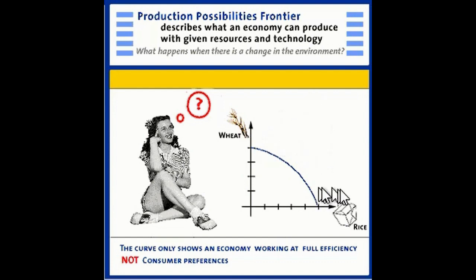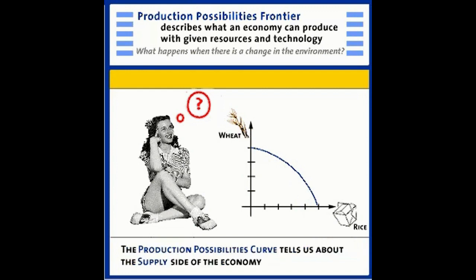The point I'm trying to make is this. The production possibilities curve tells you about the supply side of an economy. It tells you about what this economy is able to produce, given its limited quantity of resources, given the technical know-how that the economy possesses, given the peculiarities of the resources, some being well suited for the production of wheat, some being well suited for the production of rice. But this diagram tells you nothing about which of the points is the most desirable.